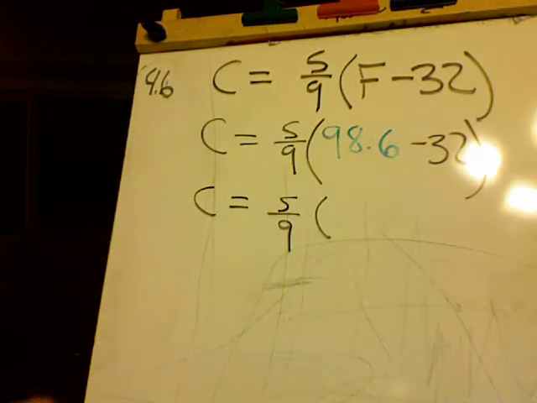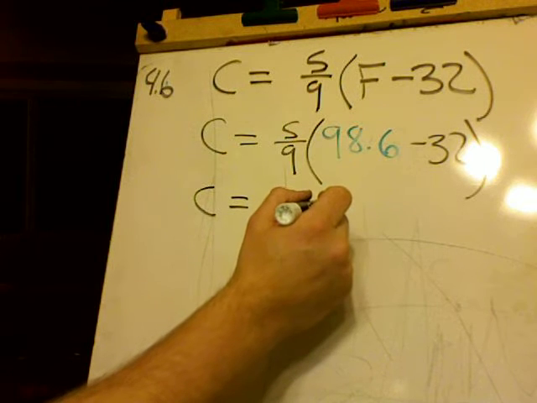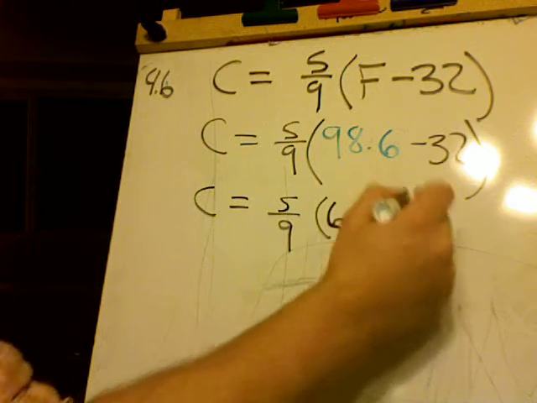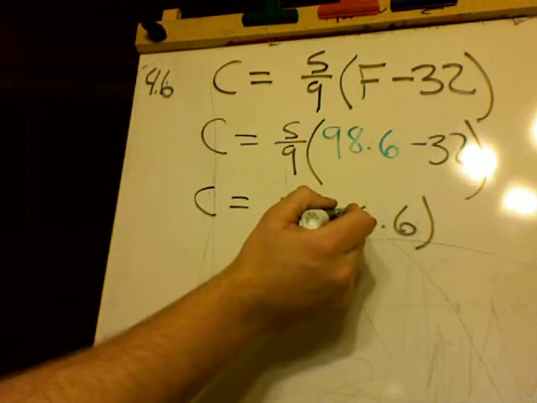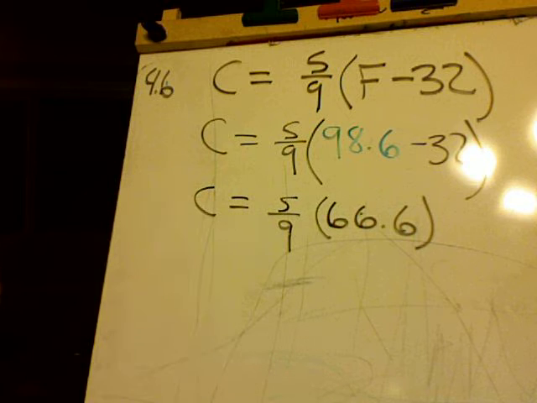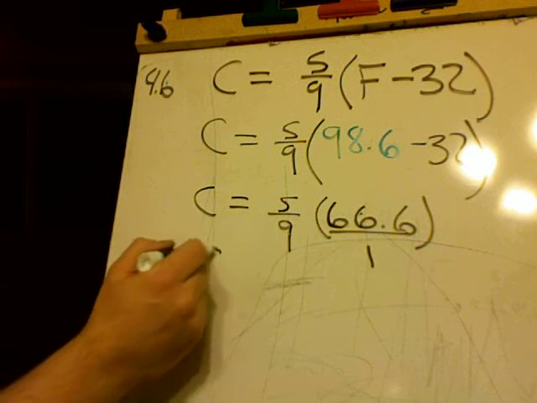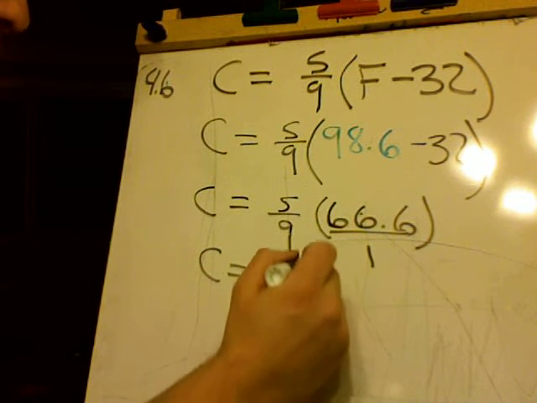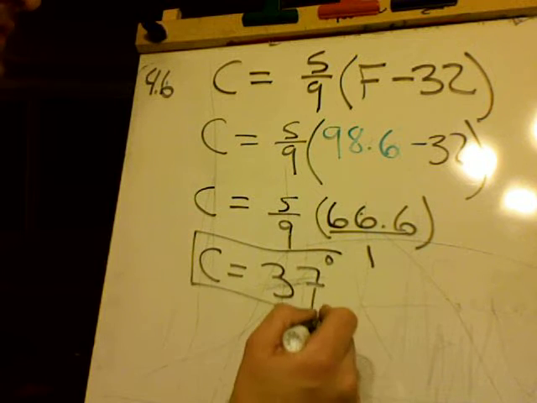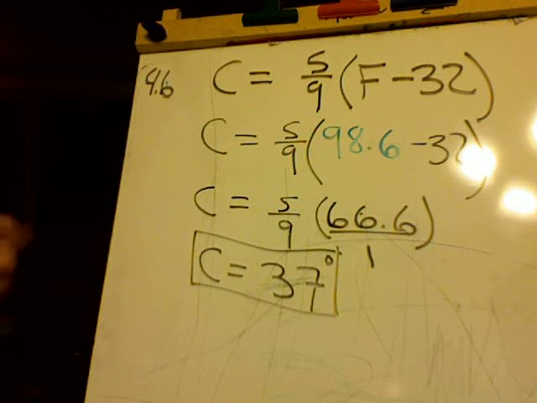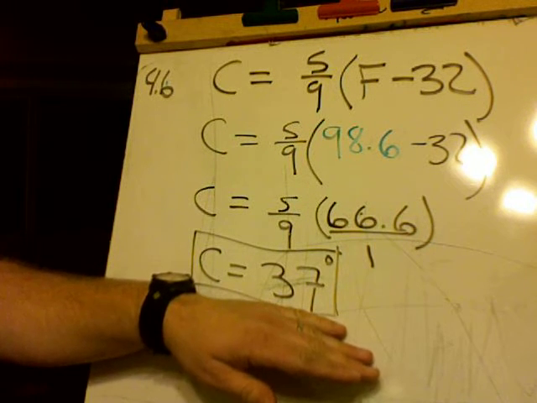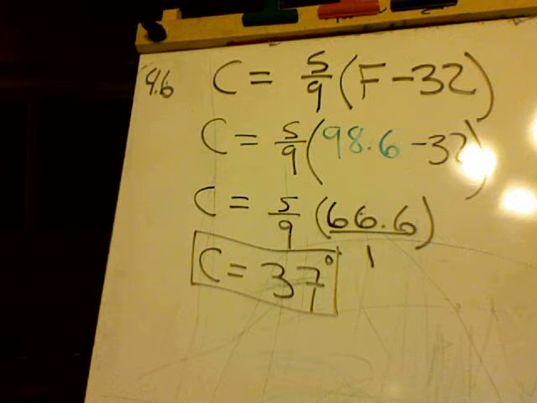So I take 98.6 and subtract 32, which gives me 66.6. I now take 5 times 66.6 and divide that by 9. Okay, that gives the temperature in Celsius, and it is 37. So if you're ever traveling in Europe and you don't have your thermometer with you, you can use their thermometer, and if your temperature says 37 degrees, you don't have a fever. You're right where you need to be. If it's more than that, well, you're running a fever.